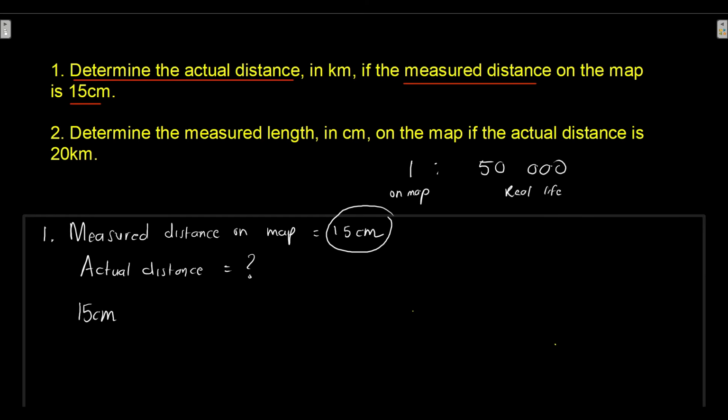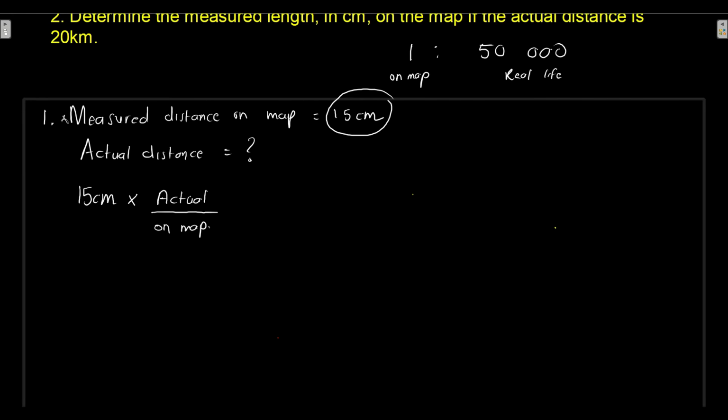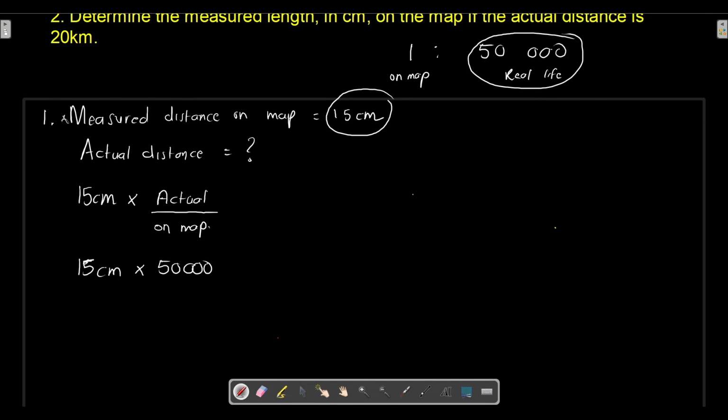We want to determine what is the actual distance, so you're going to multiply by what you want, which is the actual, and you're going to divide by what you already have. What do we already have here? We've got the measured distance, or we can just say the distance on the map. All that this means is that we're just going to take that 15 centimeters multiplied by what we want, which is the actual, the real life, which is that 50,000. And you're going to divide it by what we have.